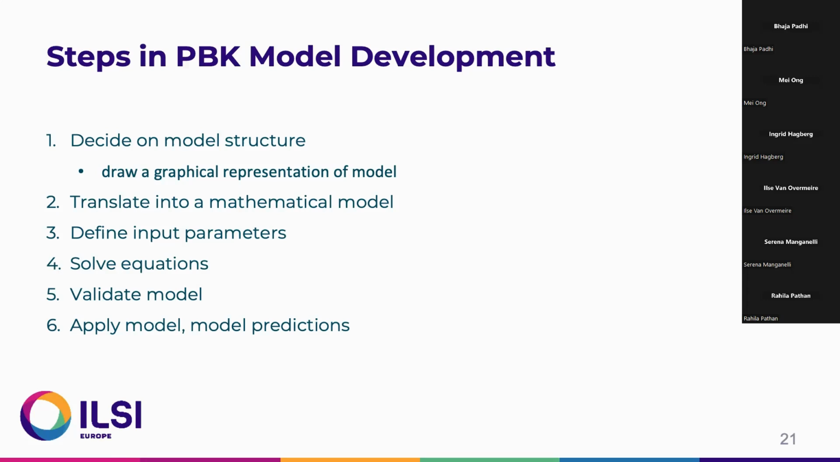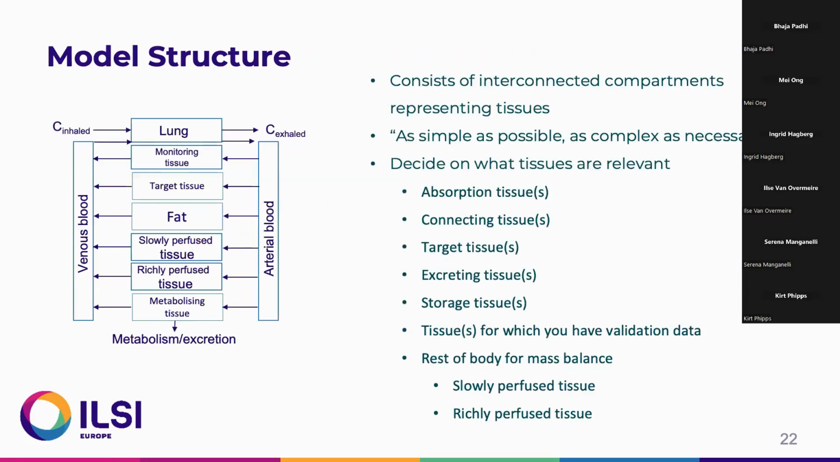Of course, it would be good to validate it. Am I simulating real life? So am I predicting what I should be predicting? Is the concentration in the plasma indeed the concentration in plasma that we see in a particular animal or in human patients? And then once it's validated or evaluated, we can apply the model. And this application specifically would be for quantitative in vitro to in vivo extrapolation. So let's look at the first step here.